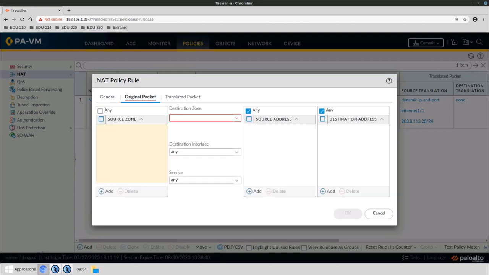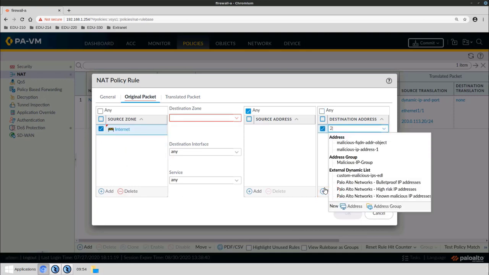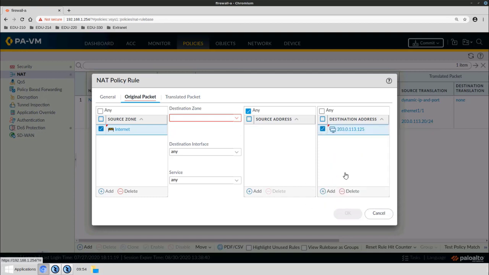Under the Original Packet tab, I'll define what the packet will look like when it reaches the firewall. It will be coming from the Internet zone. It will have a destination IP address of 203.0.113.125. It will be destined to the Ethernet 1.1 interface on the firewall, which is what connects the firewall to the Internet security zone. And the destination zone is also the Internet zone.